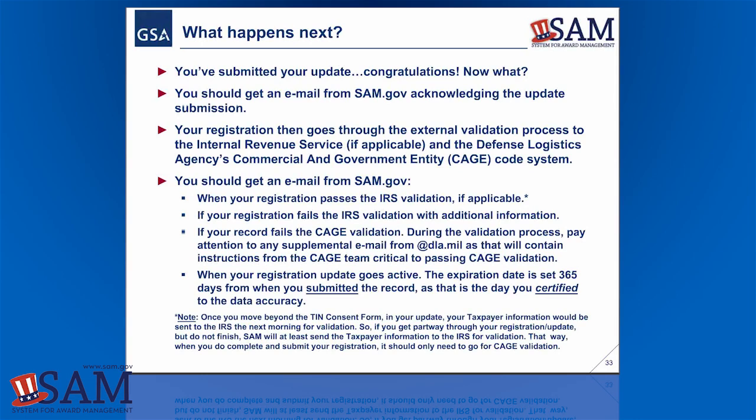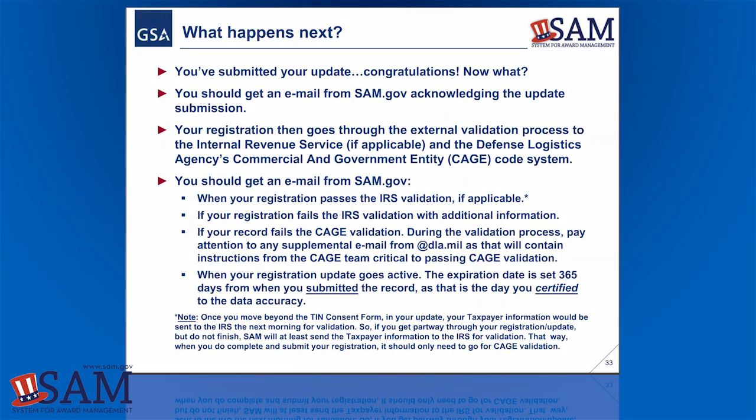now what? You'll get an email from sam.gov letting you know that the submission was successful. Congratulations. Then it goes through that external validation process I alluded to earlier, where the IRS will confirm that your taxpayer identification number and your taxpayer name match, and then the Defense Logistics Agency on the CAGE code will validate your information there. So you will get emails at a couple different points in time. You'll get it when your registration is submitted. You will get an email when your registration passes that IRS validation.